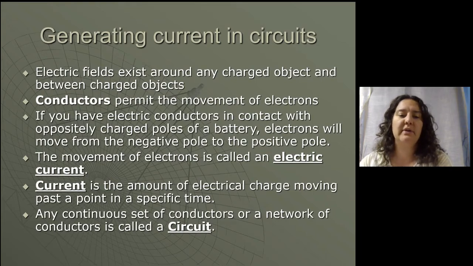Current is the amount of electrical charge moving past a point at a specific time, and we measure current in amps. Any continuous set of conductors or network of conductors is called a circuit. So wires, batteries, switches, motors, and lights can all be part of a circuit.